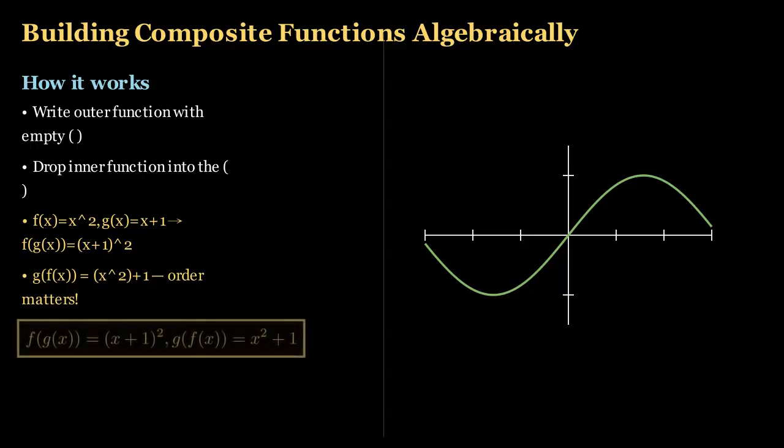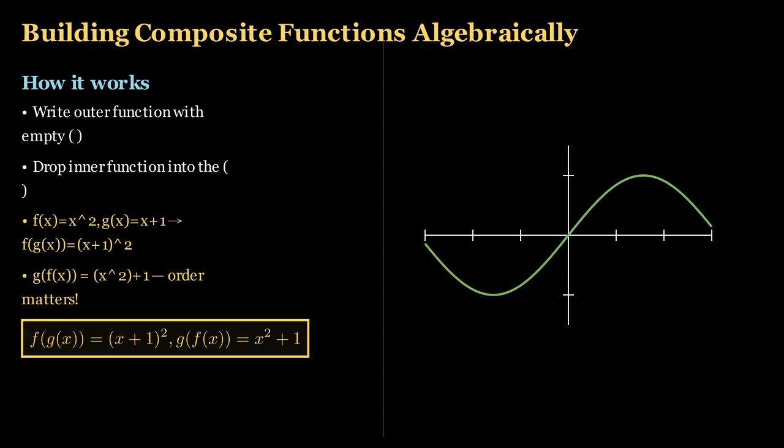Now let's do it the other way, g of f of x. The outer function is now g, which says take the input and add 1. So g of something equals that something plus 1. The inner function is f of x, which is x squared. Drop x squared into the parentheses, and we get x squared plus 1.